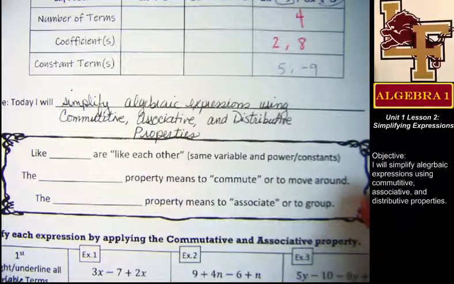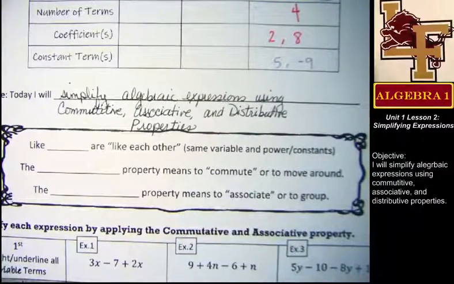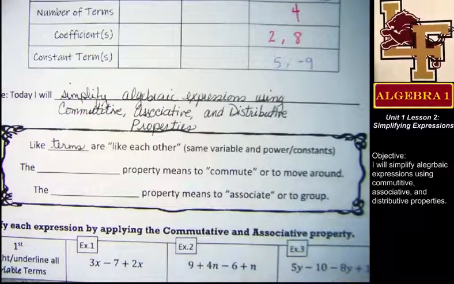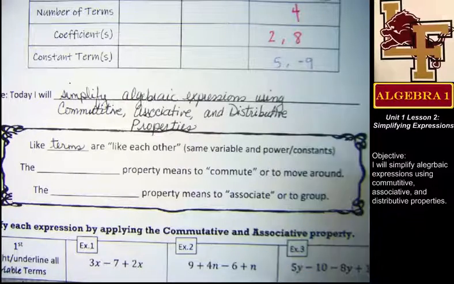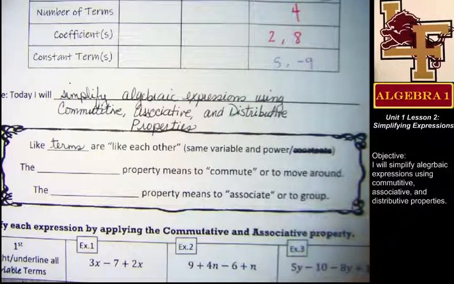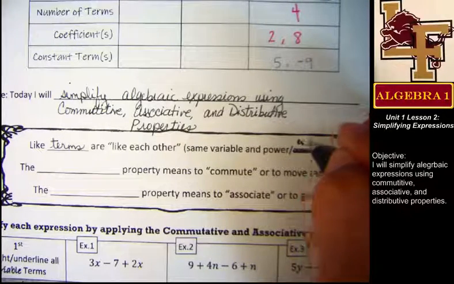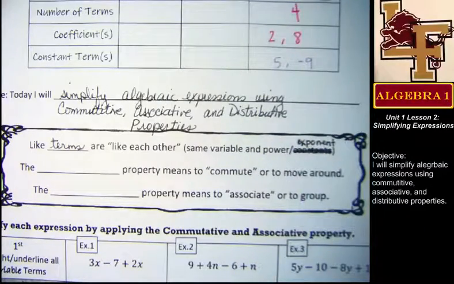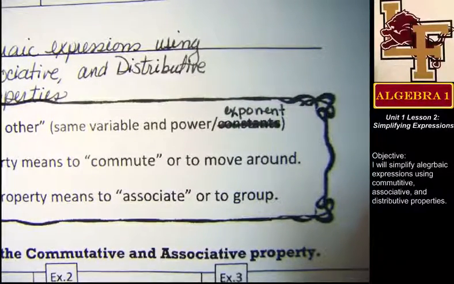Here we go. Let's look at some vocabulary. Like terms are terms that are going to be looking like each other. They're going to have the same variable, so they have the same letter, or letters, because you can have more than one. And they're going to have the same power. Get rid of this word constants. They're going to have the same power. We can also say that they have the same exponent. So power and exponent will be the same word. Let me zoom in on exponent so you can spell it.